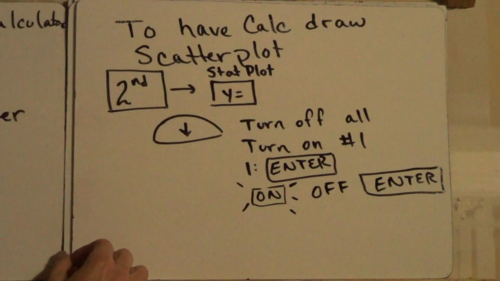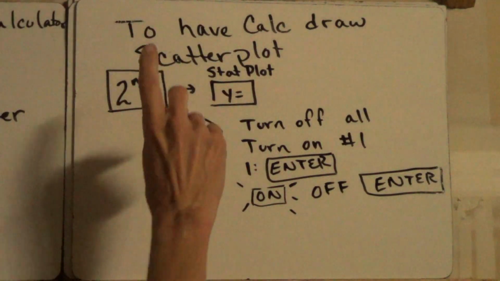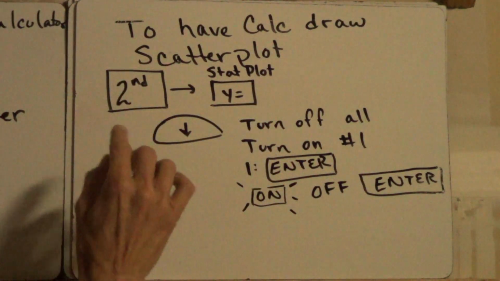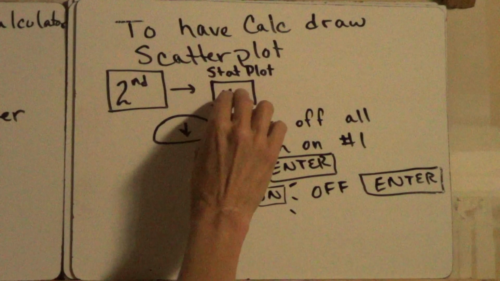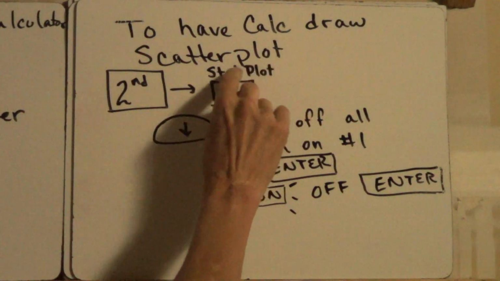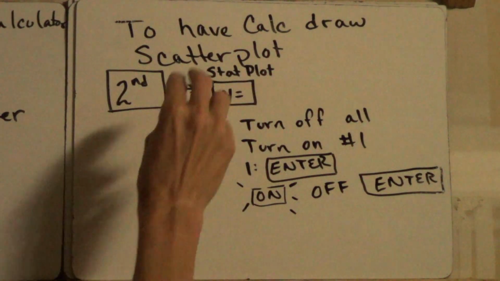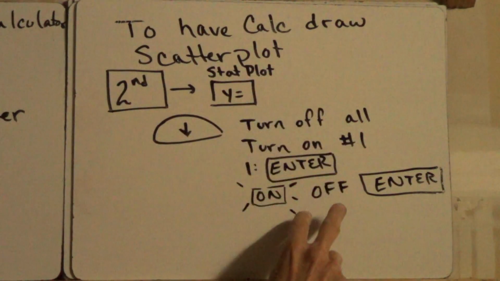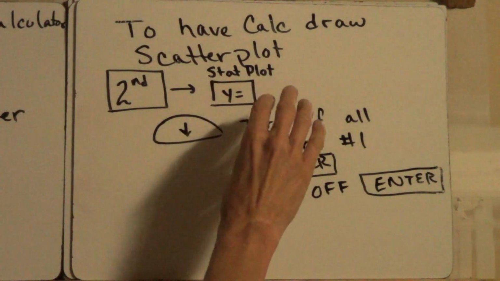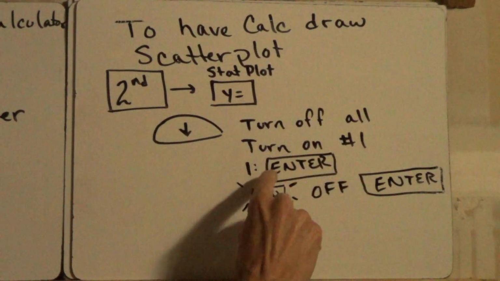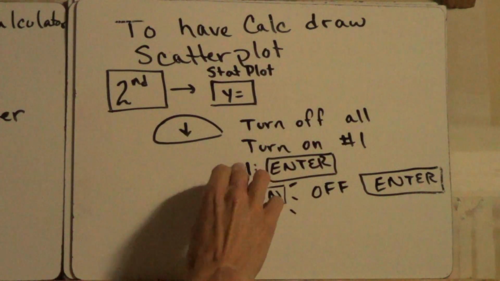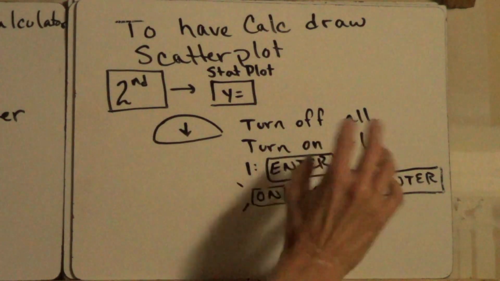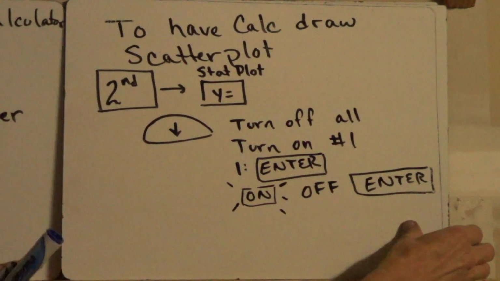Okay, to have the calculator draw the scatter plot, you're going to go to that second button up in the left-hand corner, and then you'll hit Y equals because it has stat plot above it. When you get into the stat plot, turn off all of the plots except for number 1. Turn on number 1: go with your cursor to number 1, hit enter, and it'll be flashing over the on, hit enter again, and that'll turn it on.